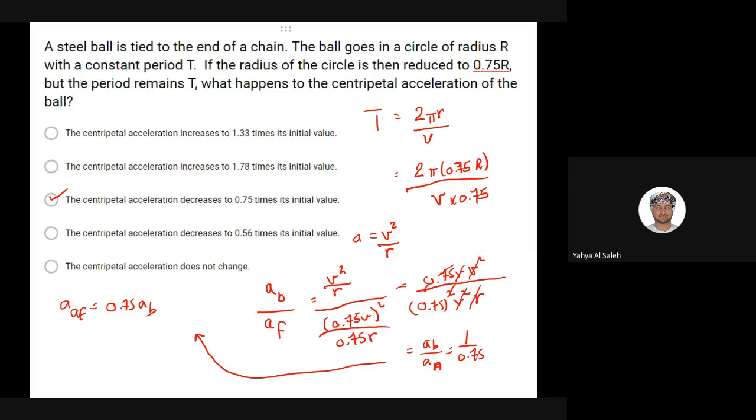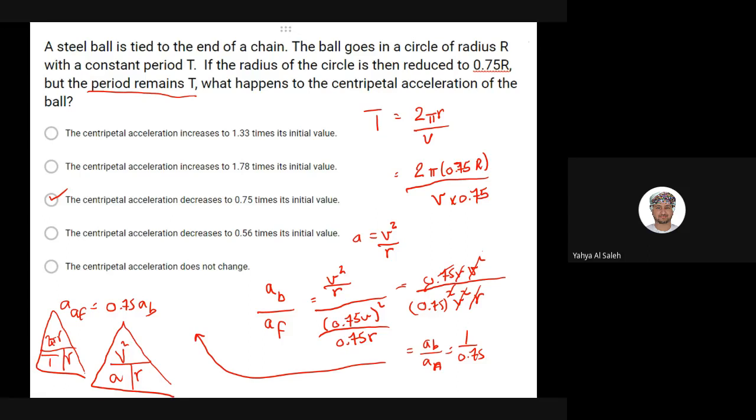Now we have a relationship. We have acceleration is v squared over r, and another one: our time period is 2 pi r over v. Now, why does it reduce? It decreases because we have put in a condition in the problem. We said the period remains the same. Because the period remains the same, it means my velocity also decreased.